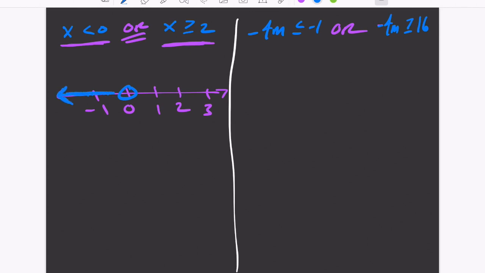Or x could be greater than or equal to 2. So I'm filling in the circle of 2. But greater than or equal to means anything to the right. It could be 3, it could be 4, it could be anything over here. So anything over there is going to work.